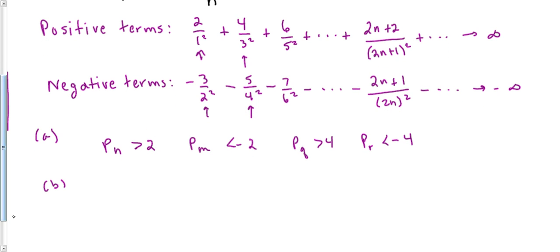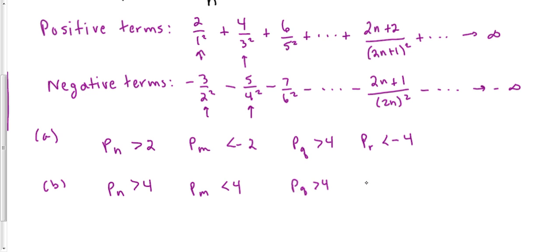Now, in part B, we want a series that converges to 4. So for instance, we could add up a whole bunch of positive terms until the partial sum was a little bit greater than 4. And then we could add some negative terms until the partial sum was a little bit less than 4. We add some more positive terms until our partial sum is a little bit greater than 4, not as much as before.